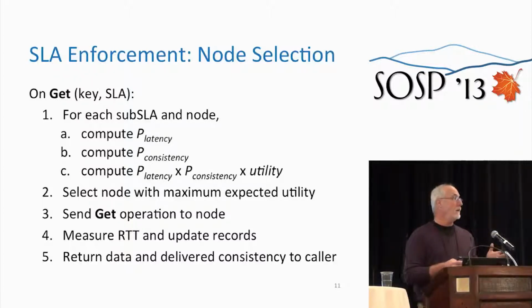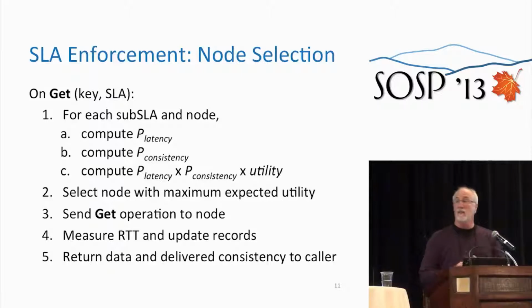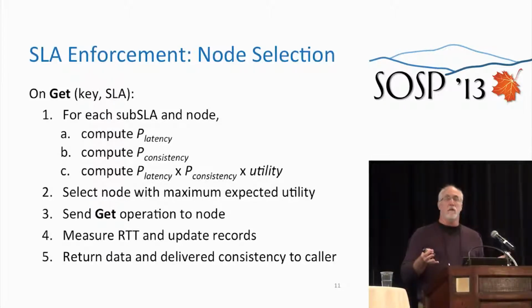Okay, so note that the consistency returned to the caller may in fact be different than the consistency that the client thought he was going to get when he chose this node. He may have chosen a node thinking it could only provide eventual consistency and that was good enough for this particular SLA. But in fact, when he got the data back, he could verify that that data provided a higher guarantee like read-my-writes guarantee, in which case he will tell the client that he got read-my-writes data.